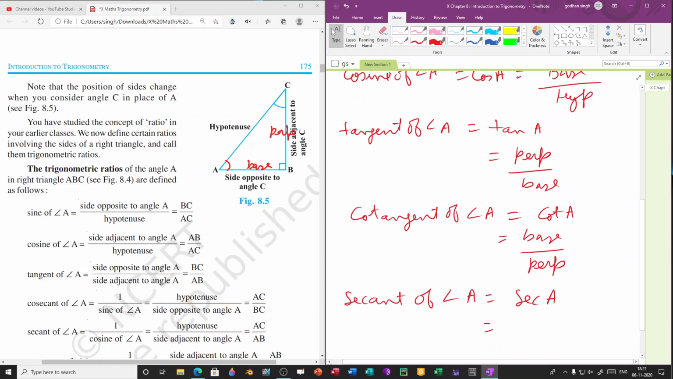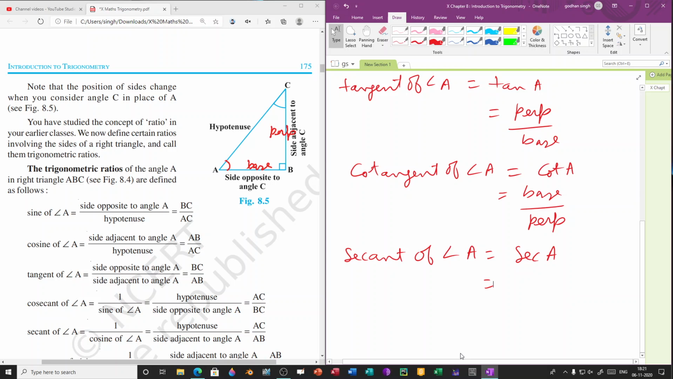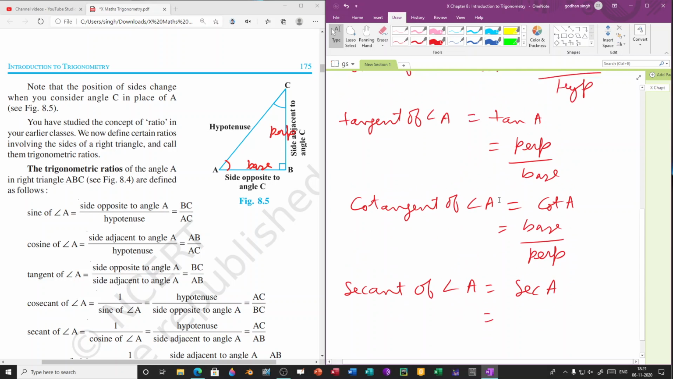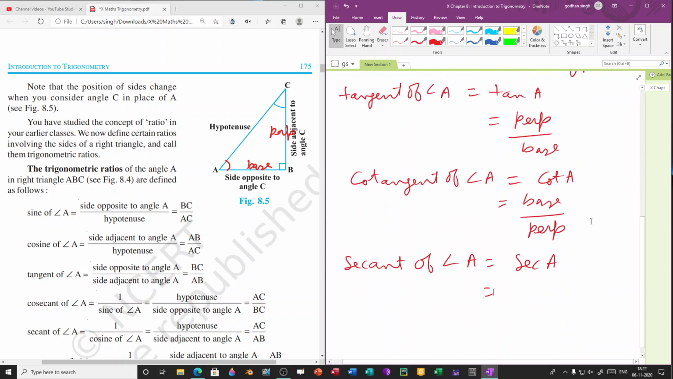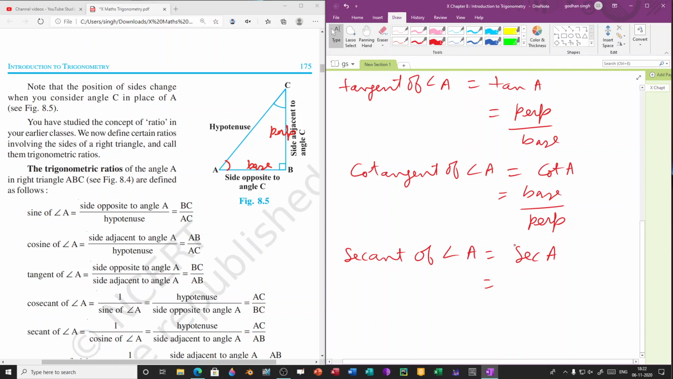In short we write it as sec A. So this is our figure of the right triangle. Sec A is defined as the reciprocal of cosine of angle A. So what is cosine of angle A? That is base over hypotenuse. So the reciprocal of this is hypotenuse over base. So sec A is equal to hypotenuse over base. So sec A and cos A are reciprocals of each other. So secant of angle A is defined as hypotenuse over base.